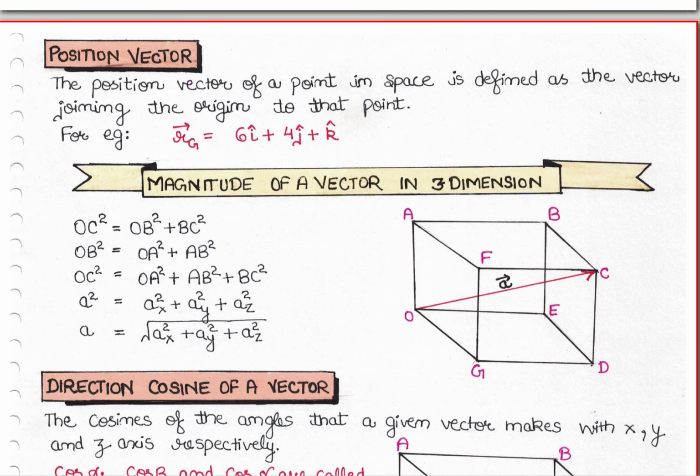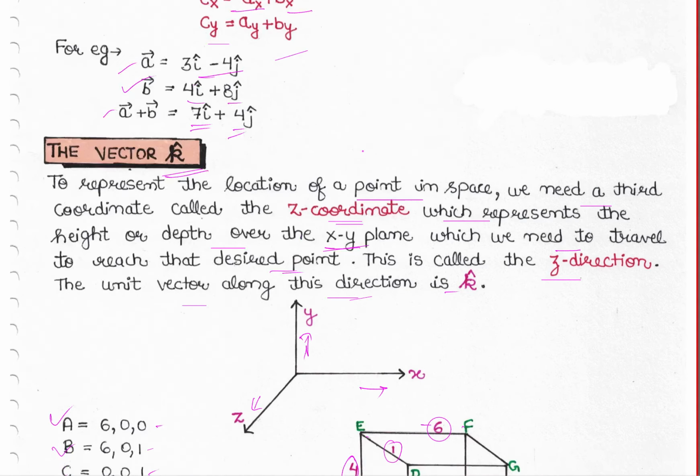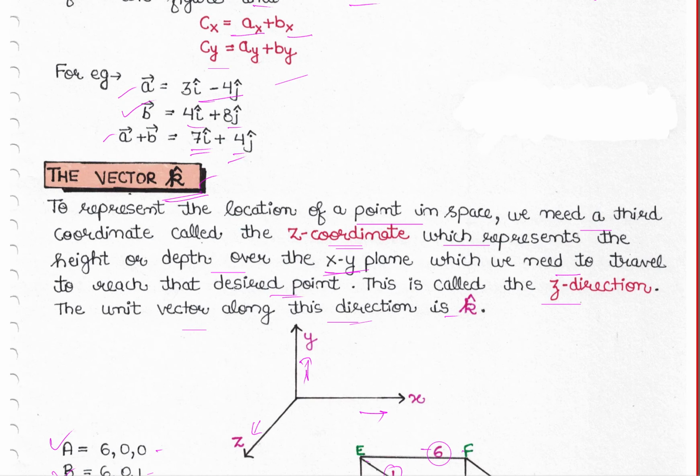Now position vector. What is position vector? The position vector of a point in space is defined as the vector joining the origin to that point. Example, r is equal to 6 i cap plus 4 j cap plus z cap or k cap. You can write this as z cap or k cap.